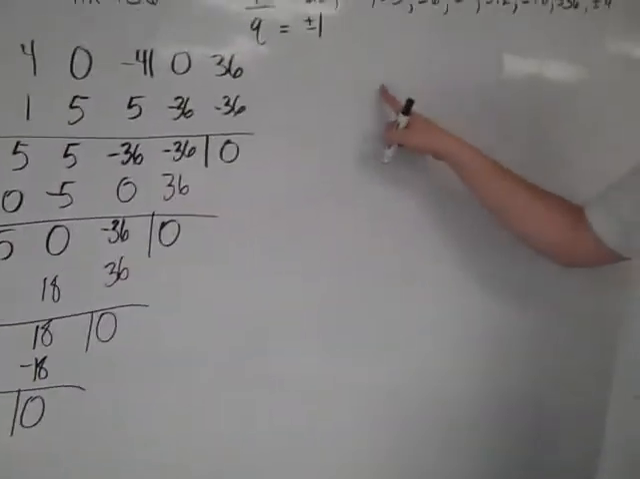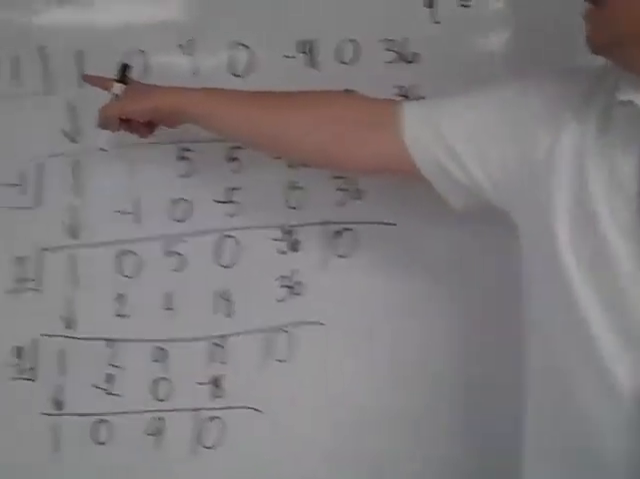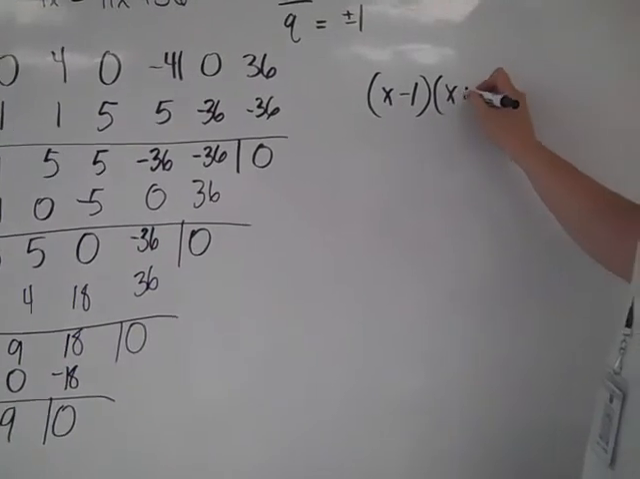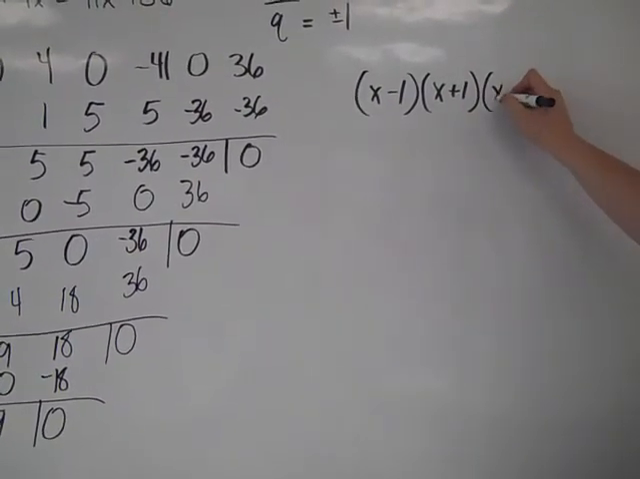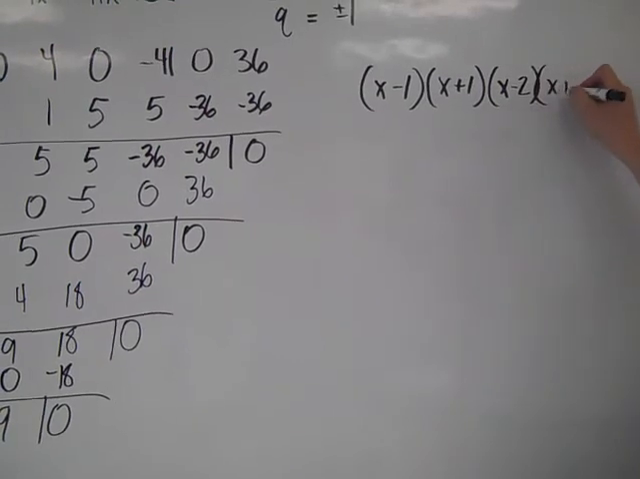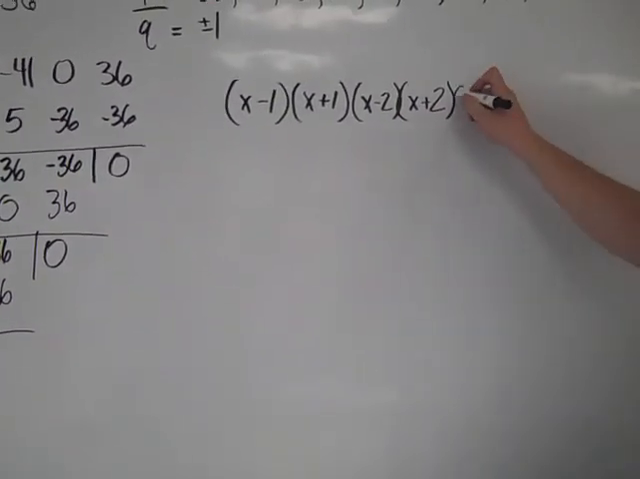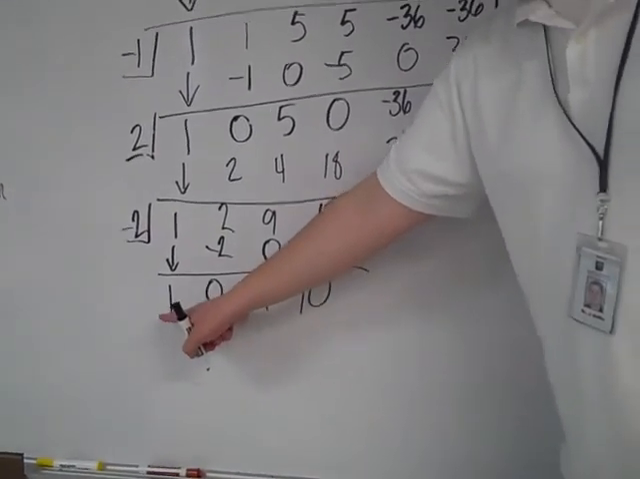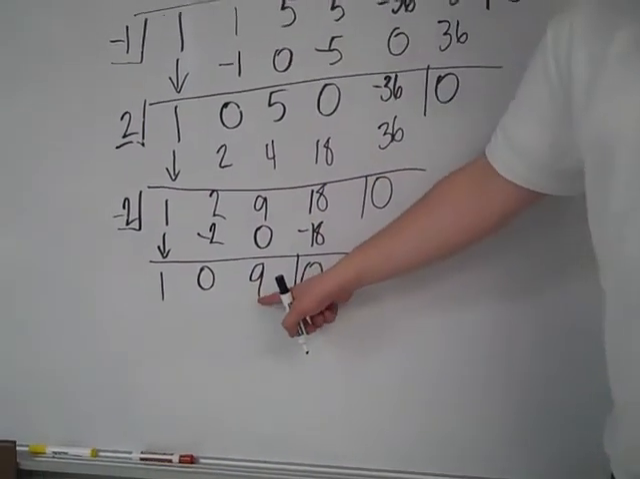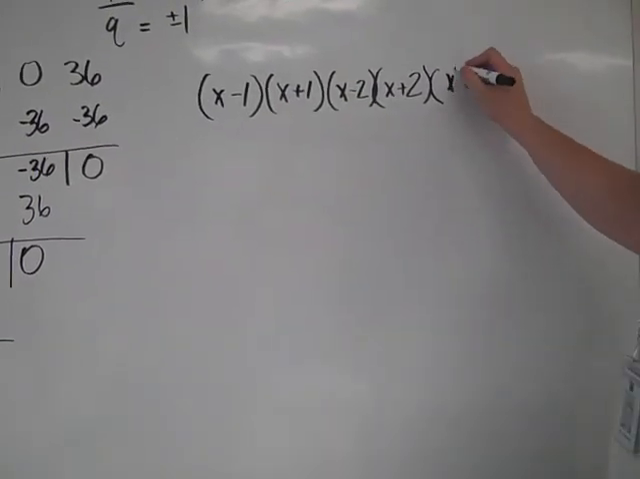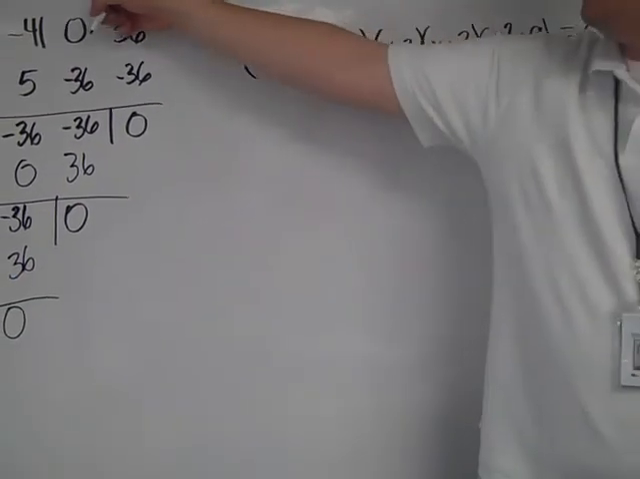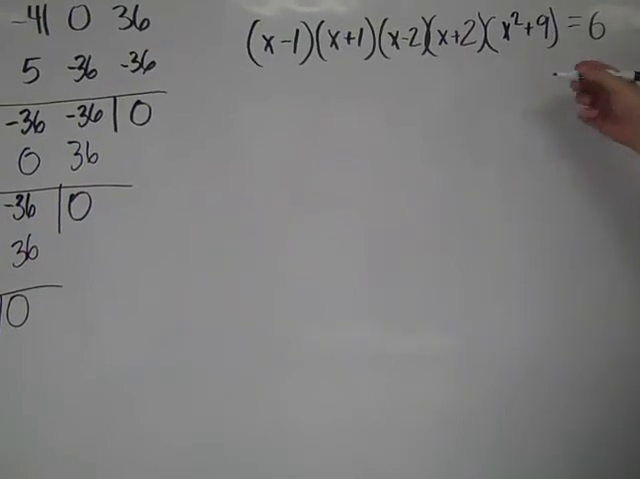So let's come to the board over here and write down what we have so far. If my root is 1, then I know my equation is going to be x minus 1. If my root is negative 1, it's going to be x plus 1. 2 is going to be x minus 2. Negative 2 is going to be x plus 2. And then my quadratic, if you look at the remainder over here, this is my constant, my linear term, and my quadratic term, so it's going to be x squared plus 0x plus 9. I don't need to put 0x because 0 times x is 0, so I know it's going to be x squared plus 9.